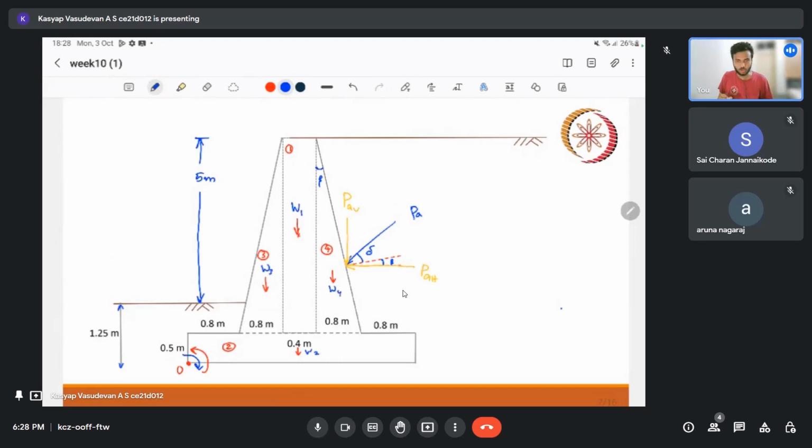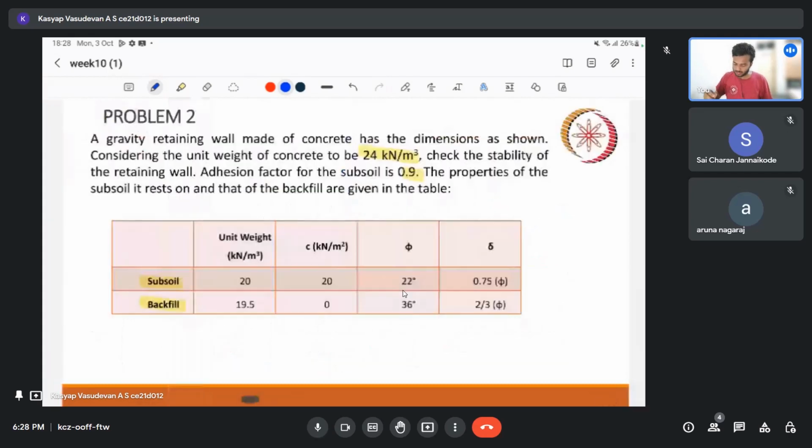PAV will also cause a restoring moment, and PAH will cause an overturning moment. So we'll find the value of all this. That is the next step. But before that, let us find these soil properties. Let us get clarified with the soil properties. Here we have delta given in terms of phi. So let us just find that first.